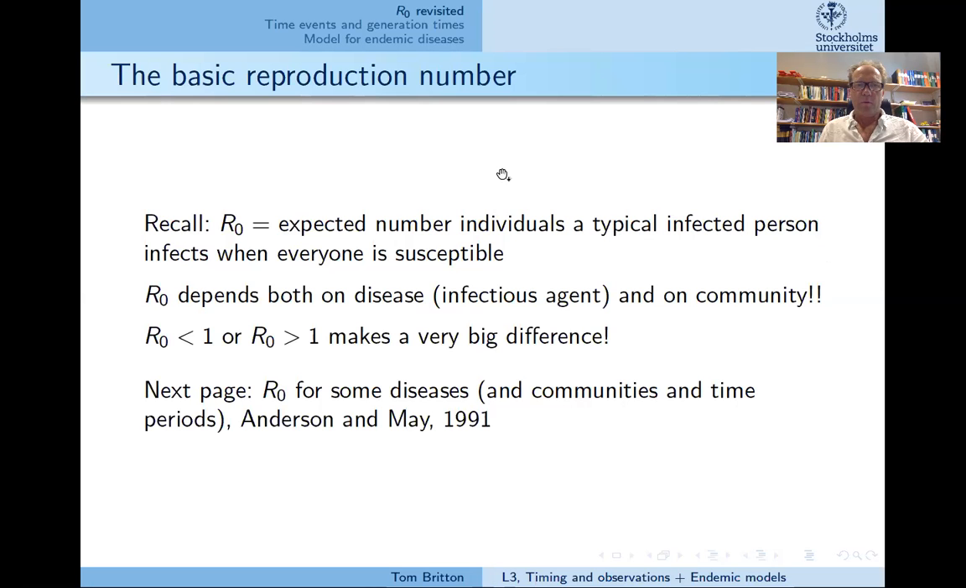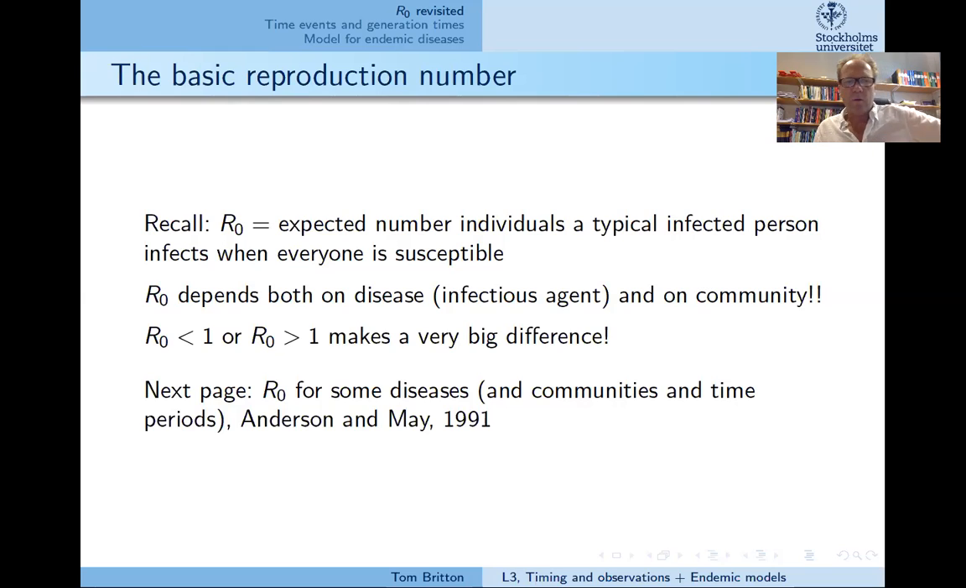First, a few more words about the basic reproduction number. Arguably, this is the most important quantity of all for infectious disease modeling. Both me and Mikael talked about this earlier. And if you remember, it is defined as the expected number of individuals that a typical infected person infects during the early stage, meaning that nearly everyone is susceptible. It's important to note that R0 depends not only on the infectious agent, but also on the community in which it spreads. I think that is often forgotten.